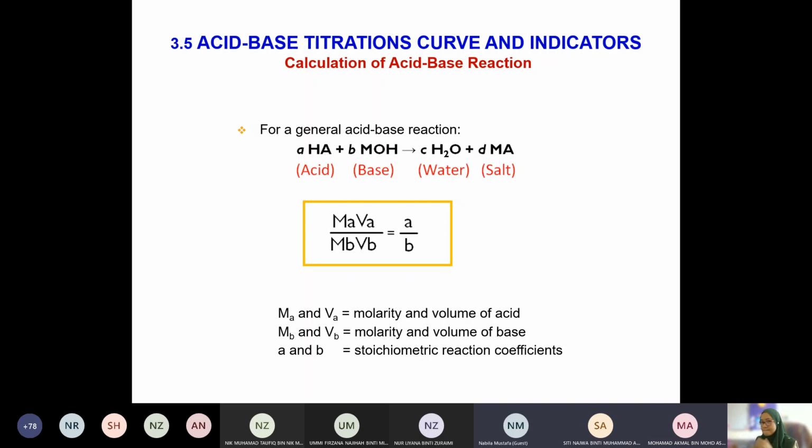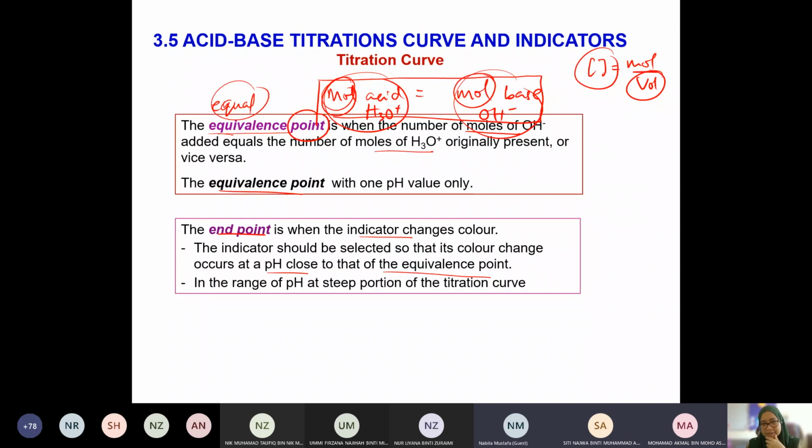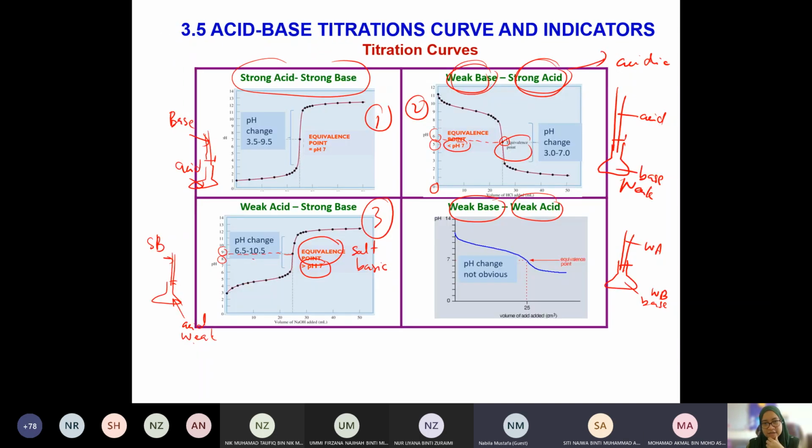Madam, the slide before this one, number 2, after this is the graph. The number 2 one, isn't it a strong base? In the conical flask. Strong base. Weak base. Weak base, because it is 11 something, normally it is a weak base. If it is a strong base, normally the pH of a strong base is 13 to 14. Oh, okay.